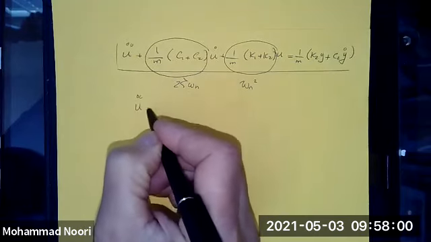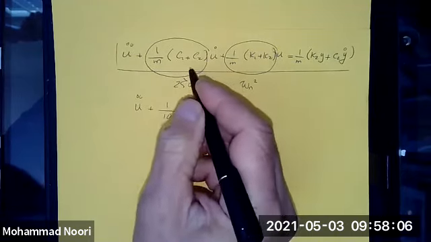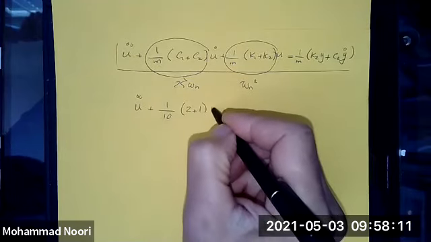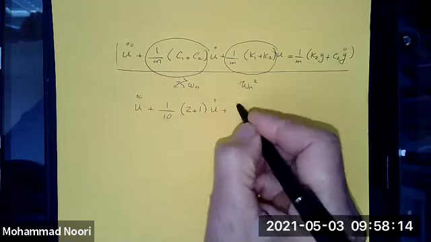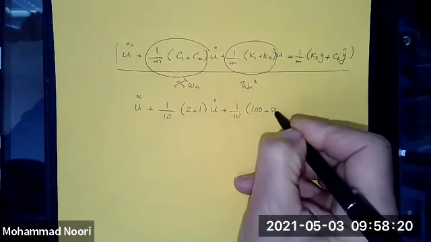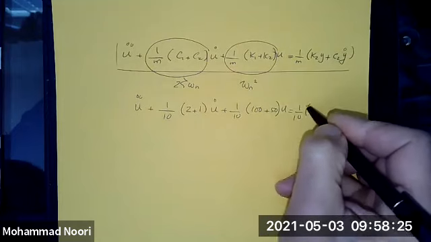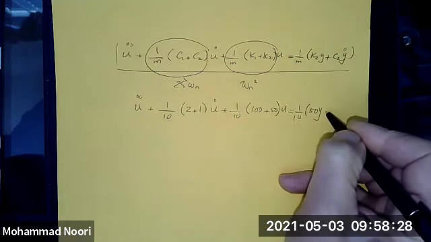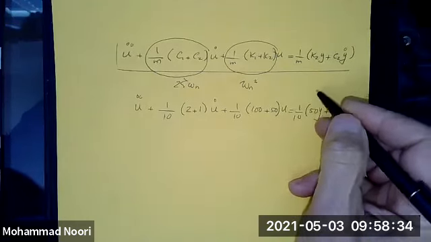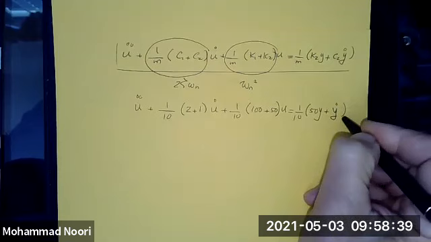I have u double dot plus 1 over 10 times C1, which was 2, and C2 was half of that. So this is that, plus 1 over 10 times K1, which was 100, and K2 was half of that, okay? And this is 1 over 10 times K2, which was half of K1, and C2, which was half of C1, which was 1. So it's just simply y dot.